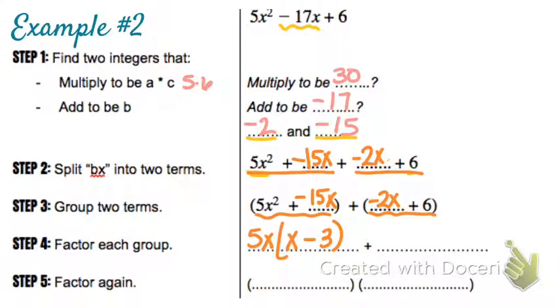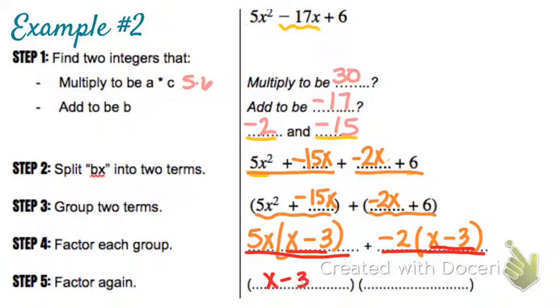And then if I look at the one on the right, I can divide both of them by negative 2. And that gives me x minus 3. Which again, that's our whole goal, is to look at each of these terms and see that they both have the same thing in the parentheses. I can factor x minus 3 out of both of these terms. And what I'm left with is 5x minus 2.